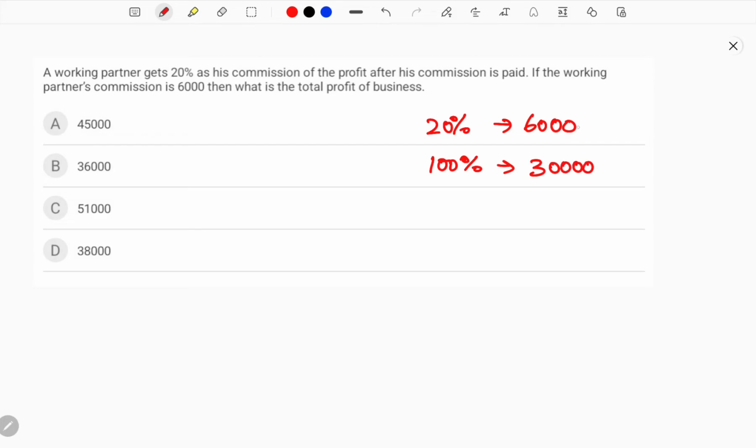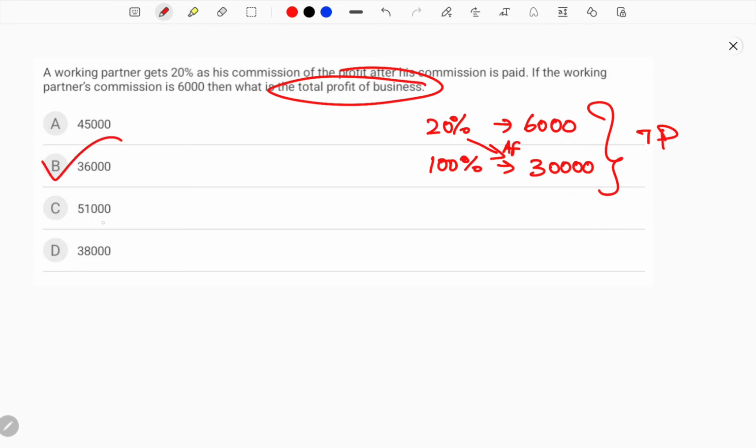So if you understand this topic, then further, see here, this 20% is after commission. So before commission is the total profit. They asked for the total profit of the business. This total will be the total profit. So total profit is 30,000 plus 6,000, that is 36,000. Answer is done and dusted.